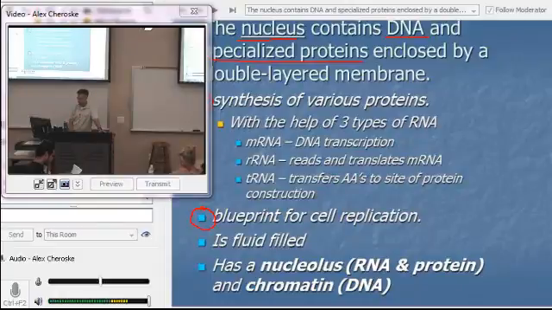Okay? It is fluid-filled so that we can move our different strands of DNA around. It has a nucleolus, which is almost a nucleus within the nucleus, that has basically RNA and protein in it. And then usually, if the cell's not dividing, it's got the DNA in this form called chromatin. Like last time, when we were talking about mitosis, we said that when we're preparing for mitosis, like in prophase, we're winding up the DNA into chromosomes so we can move them very easily.